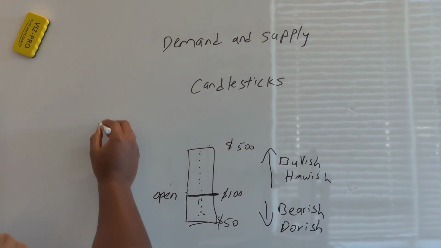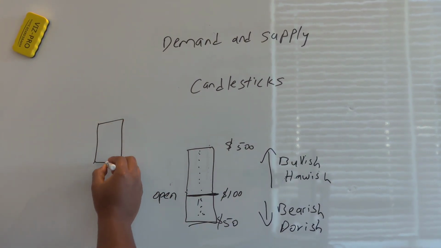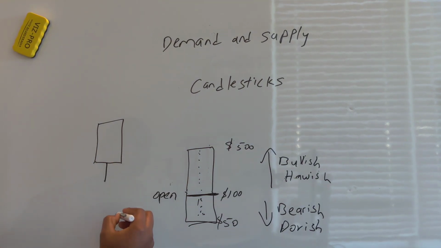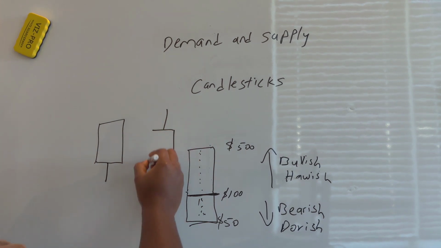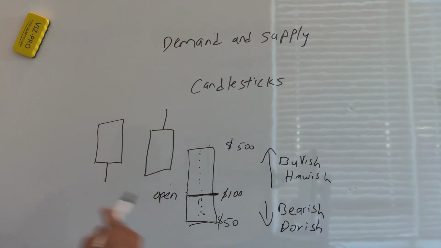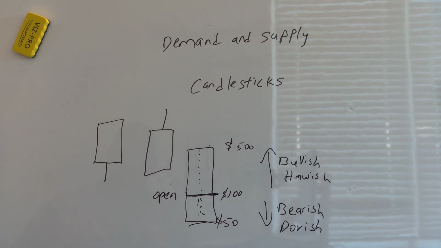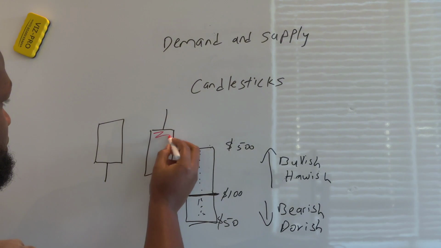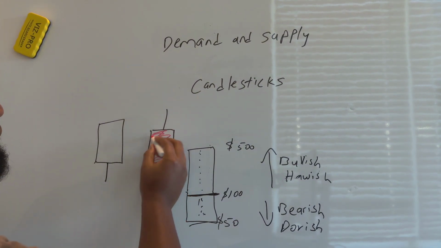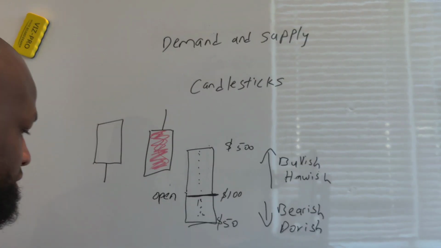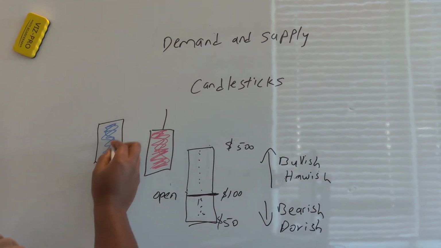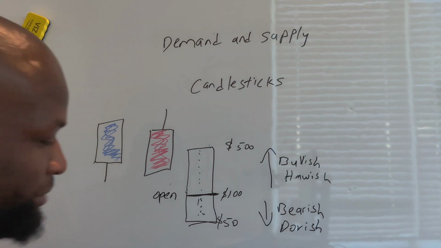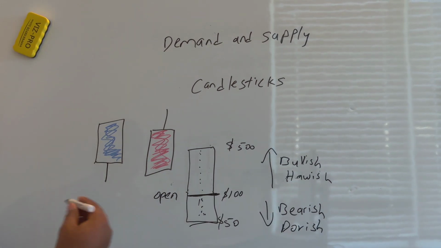Let's say this is another candlestick. Sometimes it's like this. Sometimes it could be like this. So what's happening here is, and that's red and blue, but typically green, but you get what I mean. So what's happening here?